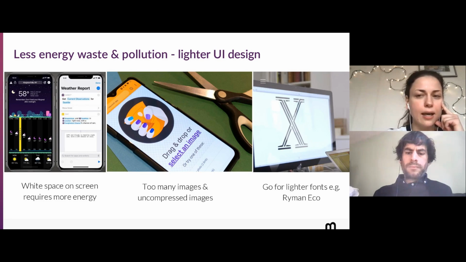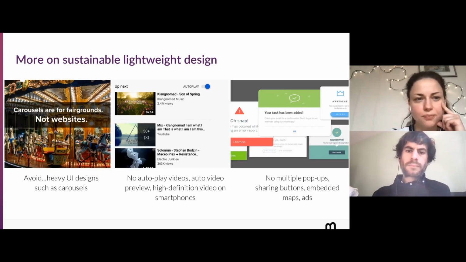It is said that roughly 60% on average of the energy used on a website is just because of the images, uncompressed ones. Also go for lighter fonts. For example, Raymond Eco is the lightest font available out there these days. And some more examples of the lightweight design, which is less harmful for the environment.